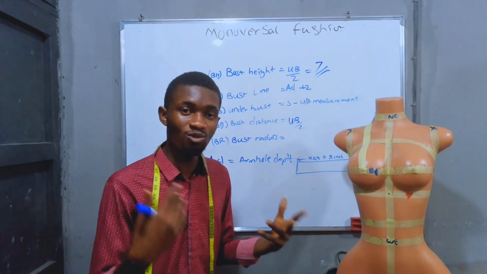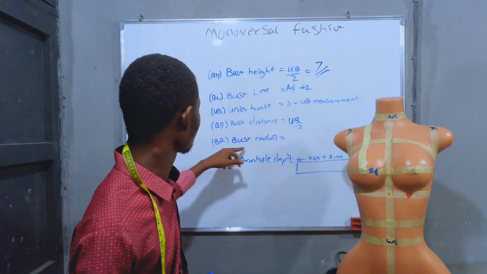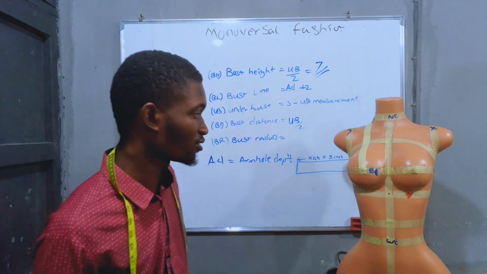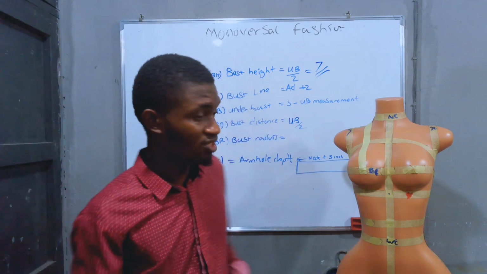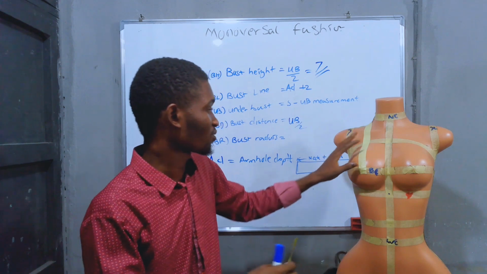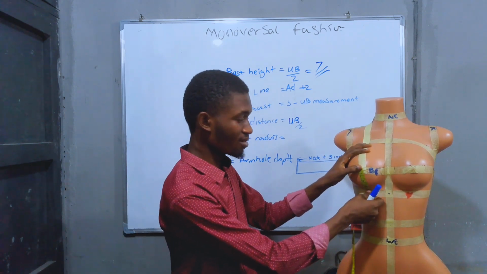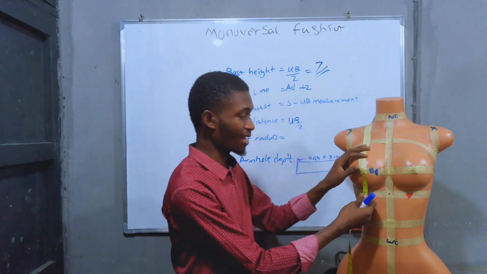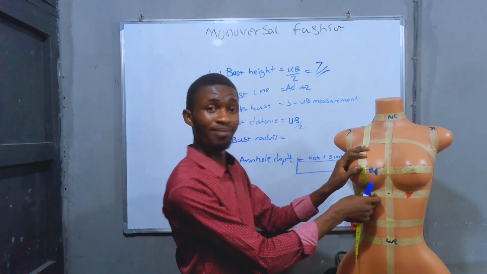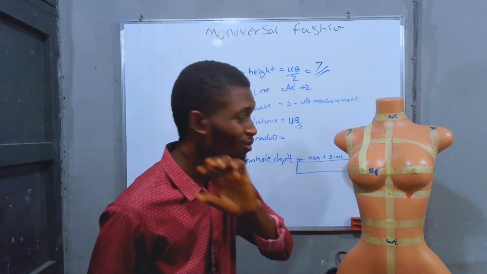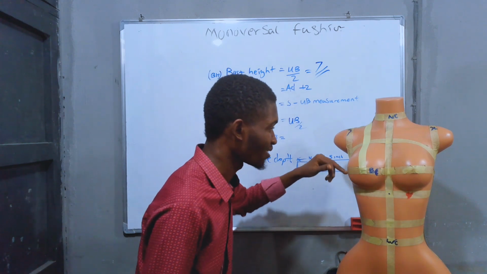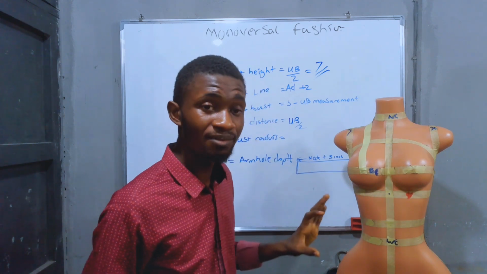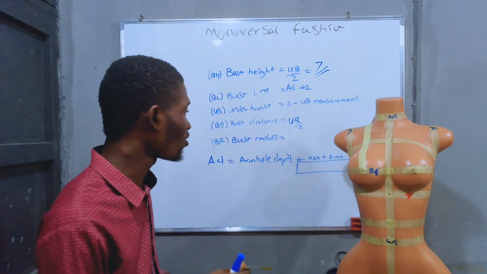Now the last we have on the list is bust radius. What is the bust radius? The bust radius is the distance from the nipple down to the under bust. You can actually take it right on the person's body like this. But mind you, how do you locate the bust line on the person's body? I think simply use this simple formula.